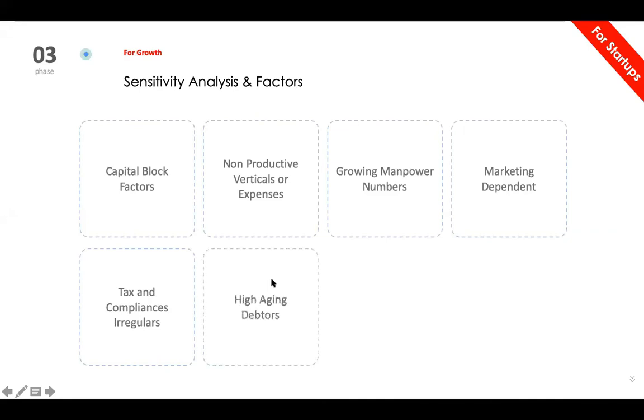High aging debtors is a very risky situation, because अगर आप कह रहे हो कि मेरा sales तो बहुत अच्छा है, I have great sales, but I am not able to collect my money. I have not collected my money for almost 3 months, 5 months, 6 months, 1 year. Then obviously there is an inflation of sales. So many investors are not agreeing on it.